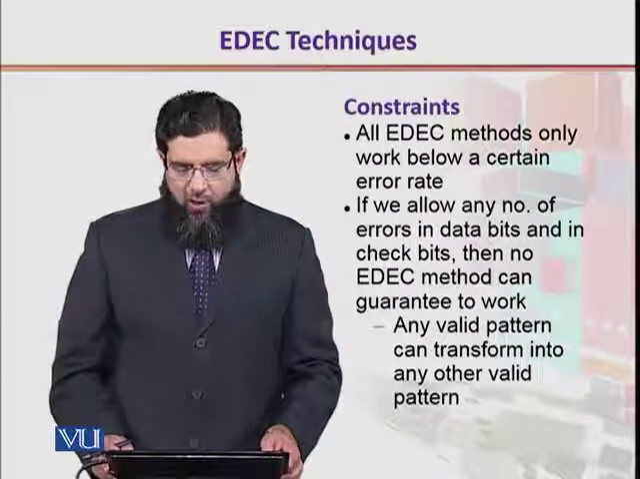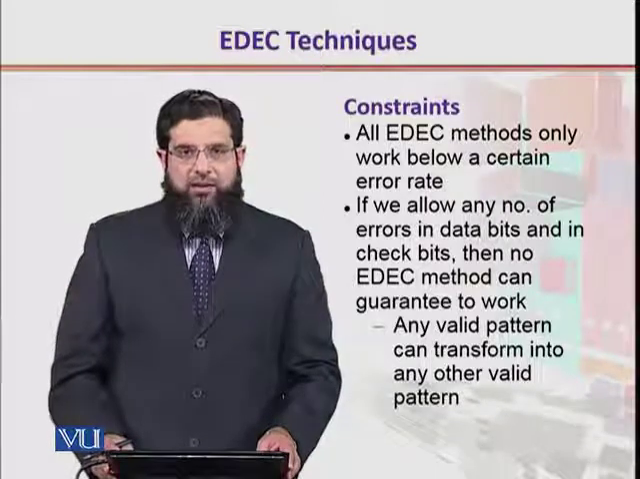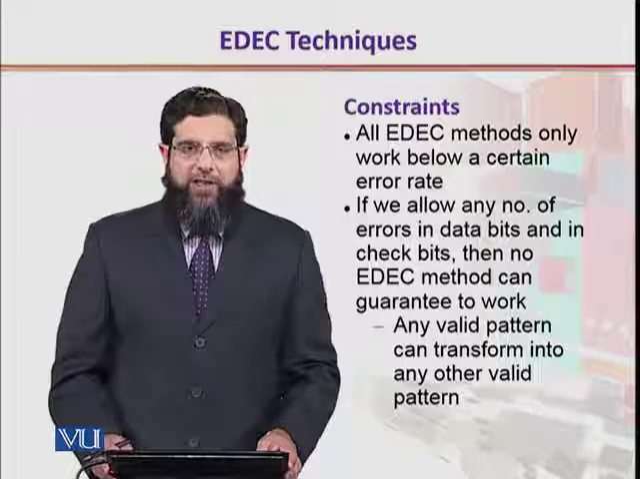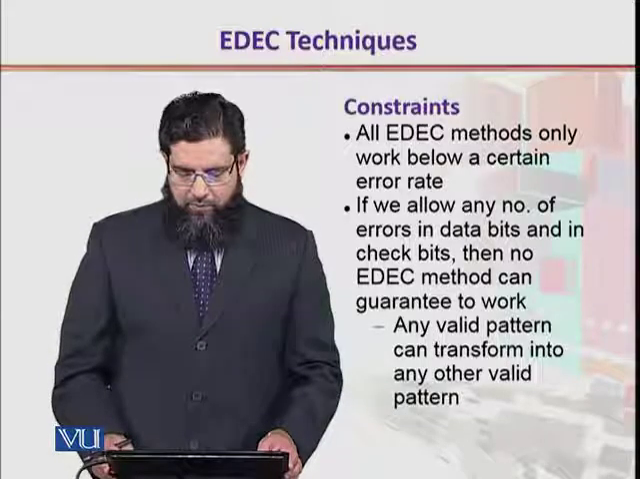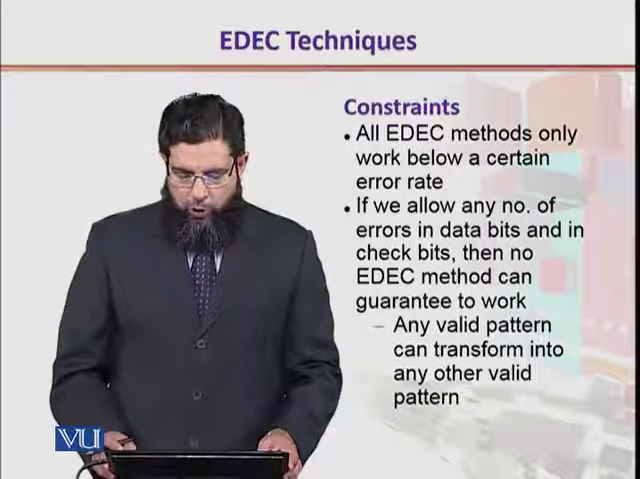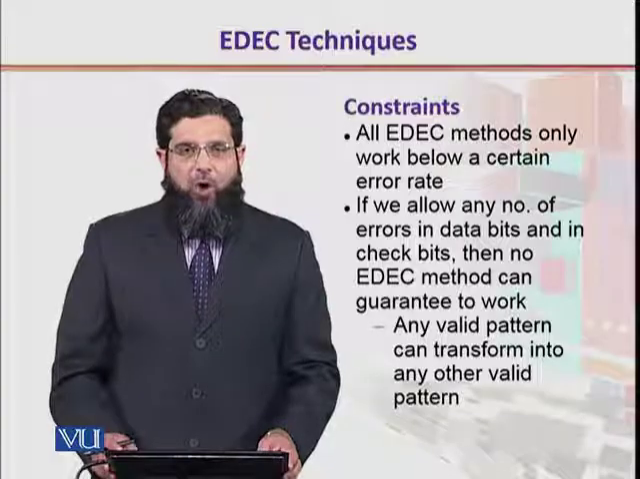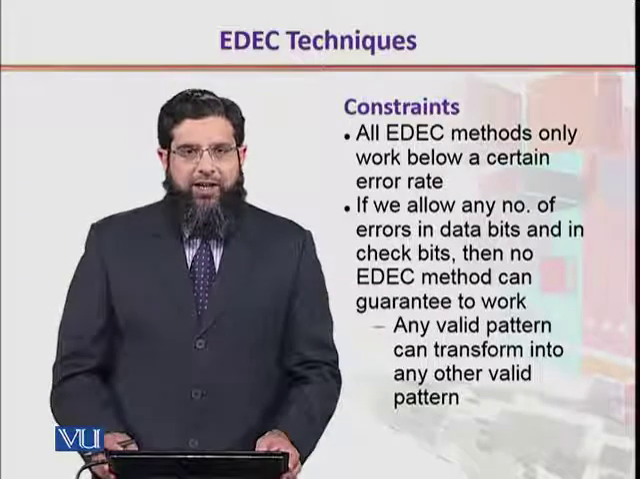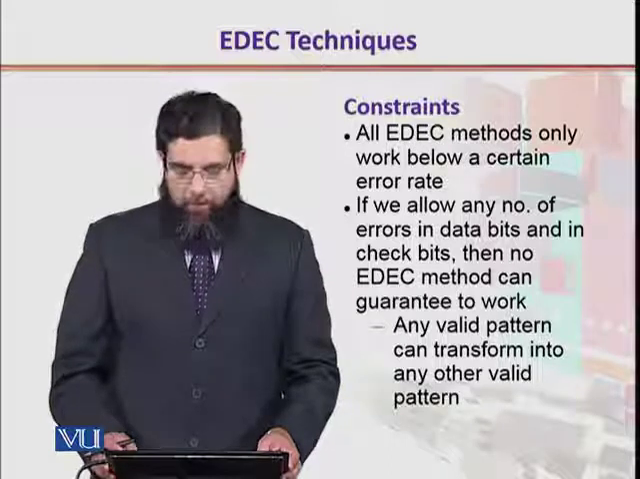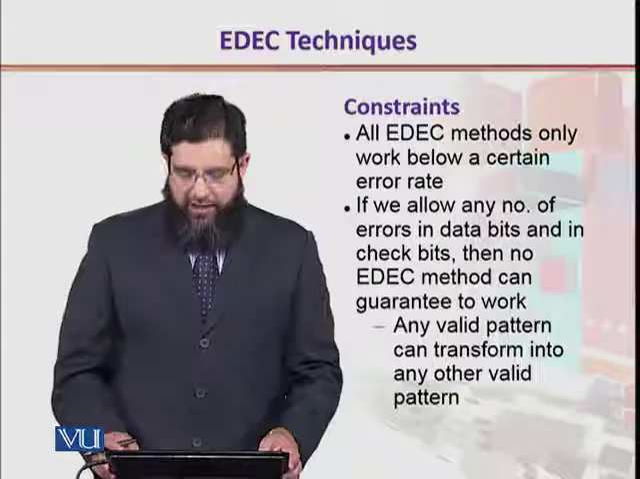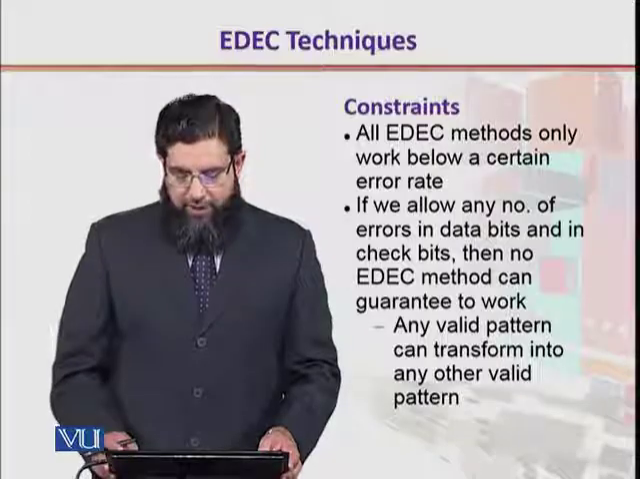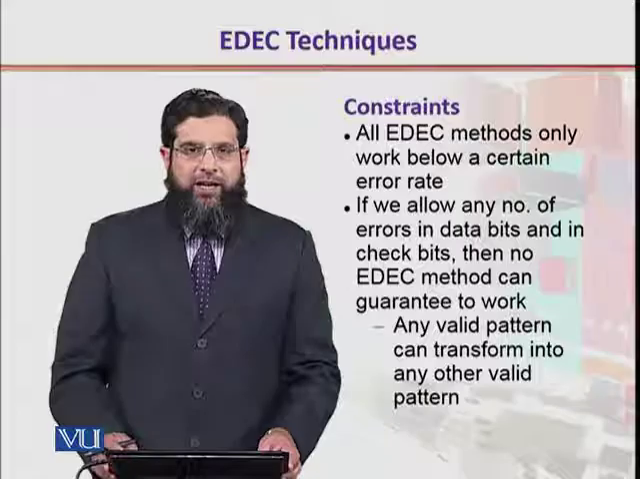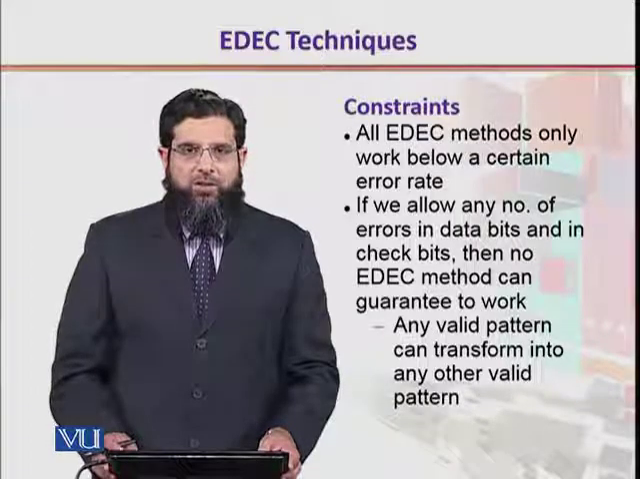In summary, we can say that all error detection and error correction methods work as long as the error is below a certain threshold. The choice of the error detection or error correction mechanism determines the level of threshold. If we were to allow any number of bits to go in error, either in the data part or in the redundant parity bits, then no error detection or error correction mechanism can work, no matter how advanced or how complex that may be. And why is that? Because any valid pattern can transform into any other valid pattern, and the receiver is not going to make a distinction or cannot distinguish between the errors which have taken place.